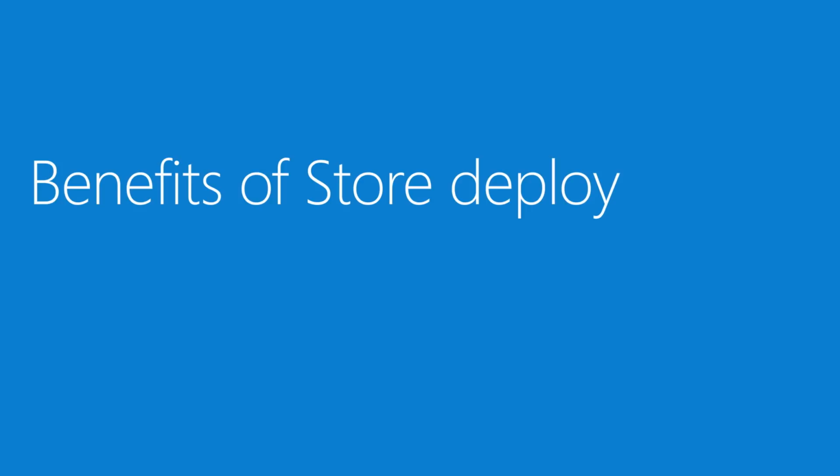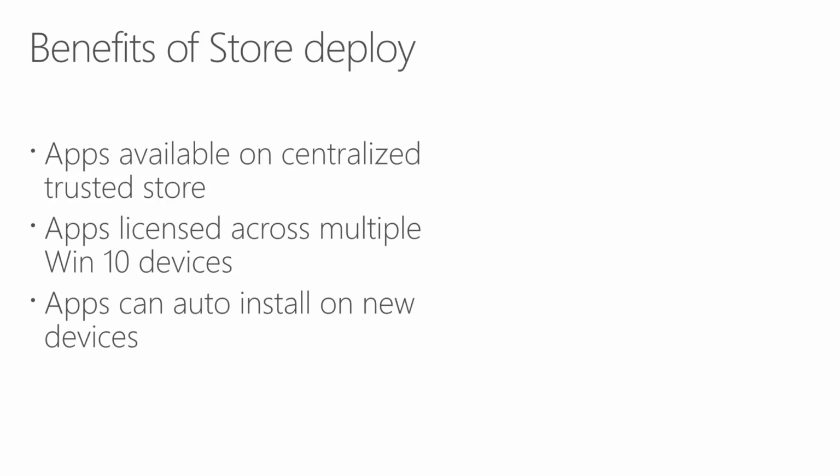I've been talking a lot about the store so far. What benefits do you get out of the store deploy? I think there's a lot of them here. Apps are available in a centralized store. It's a trusted store. Your users, the consumers, trust it. The apps are licensed across multiple Windows 10 devices. So if I buy an app on this laptop and then I buy a tablet, I'm licensed on both of those devices. It also could be licensed for my Xbox, mobile devices, and so on. And interestingly enough, you can have that app auto-install on new devices. So if I buy this new tablet and I've already purchased 6 applications, they can automatically install on this tablet. So it's easier to get my new computer up to having all the current applications that I use, the Windows Store applications, that is.